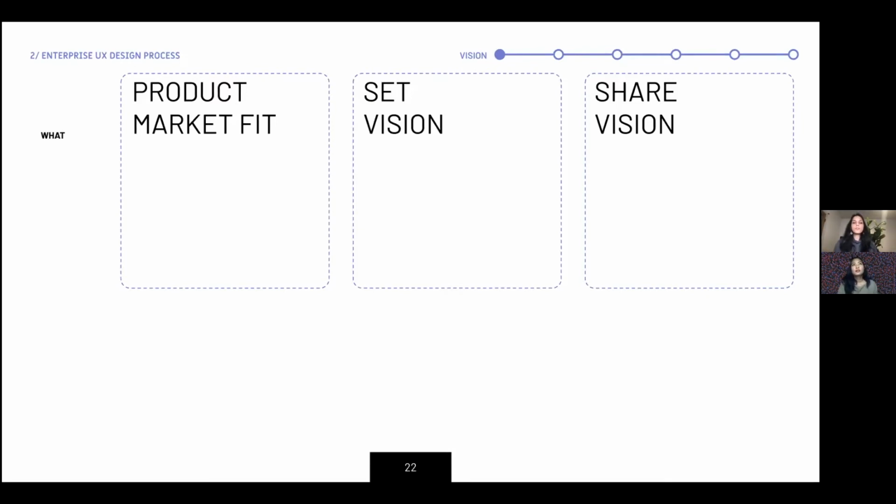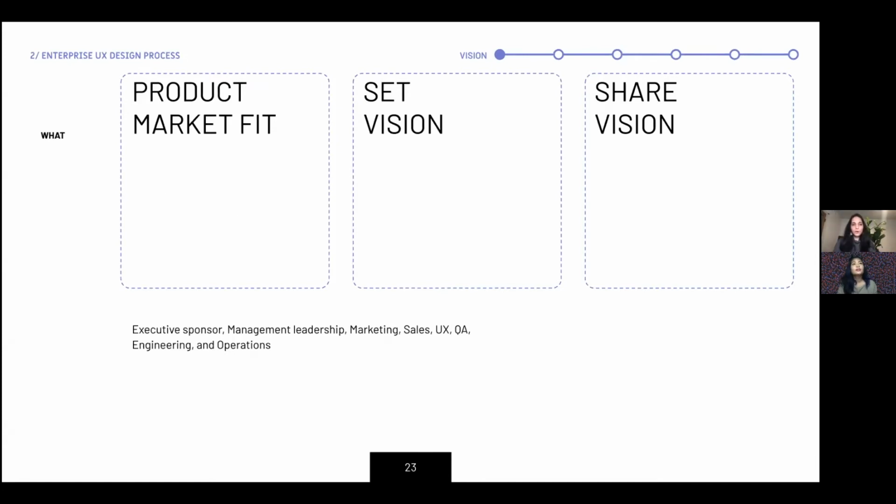So what is vision? Vision is basically 3 steps: product market fit, setting the vision, and sharing the vision. When we speak about product market fit, vision is usually a stage where, based on the maturity of the organization, designers and researchers will be involved, but otherwise most of the partners who define this vision are our product partners, marketing, engineering, and operations, who have the funds to make this product.